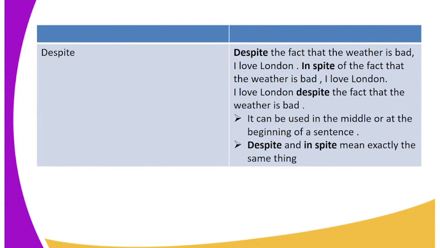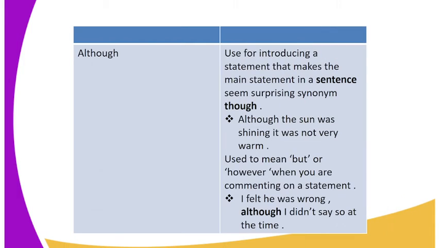Then we have, despite the fact that the weather is bad, I love London. That is an example of a sentence where you use the word despite. In spite of the fact that the weather is bad, I love London. So those are examples of sentences where we use despite and in spite. So I love London despite the fact that the weather is bad. They can be used in the middle or at the beginning of a sentence. Despite and in spite mean exactly the same thing.